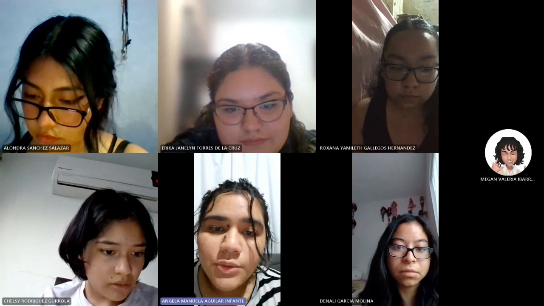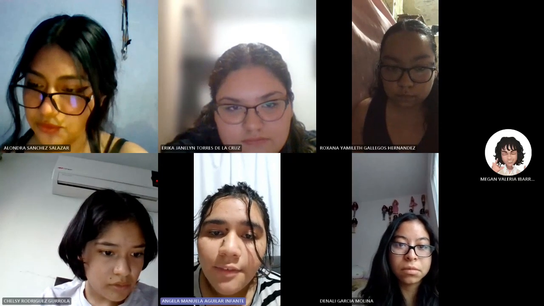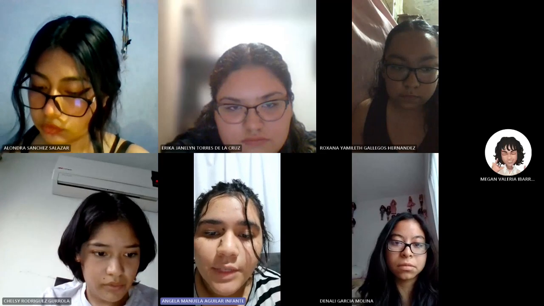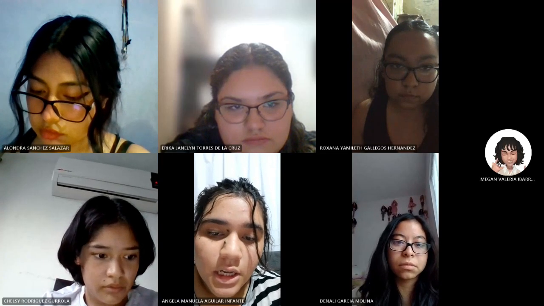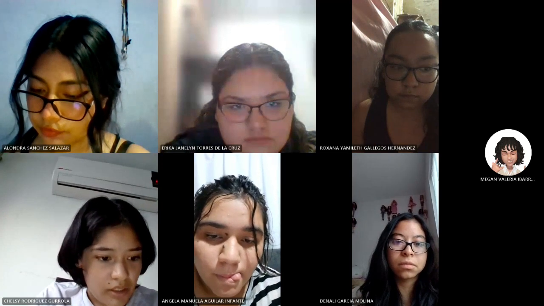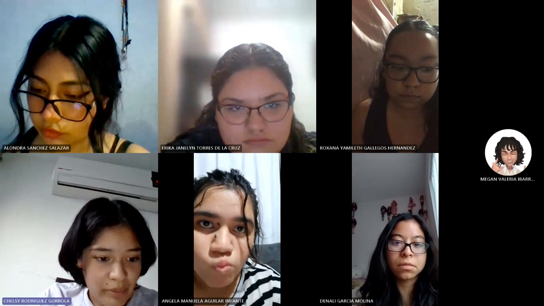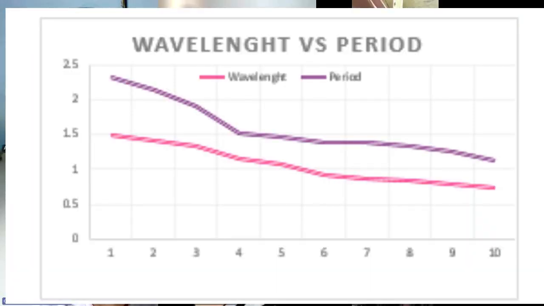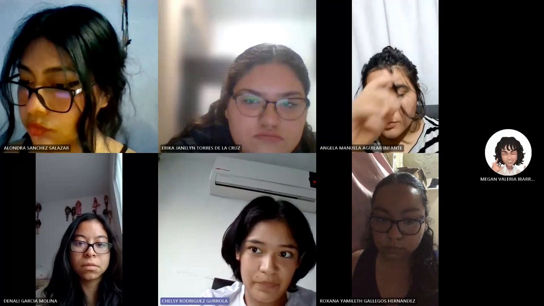Finally, we made two graphs. One is the wavelength against frequency, where we observed that when the wavelength decreases, the frequency increases. The second graph is the wavelength against the period, where we observe that when the length decreases, the period also does.